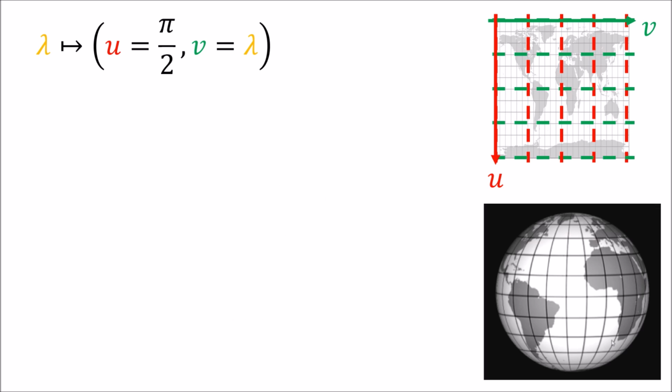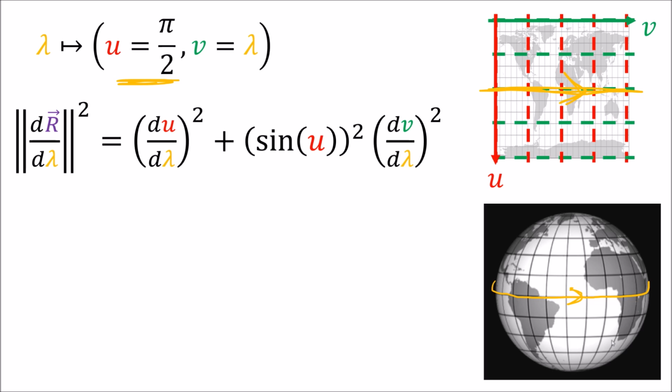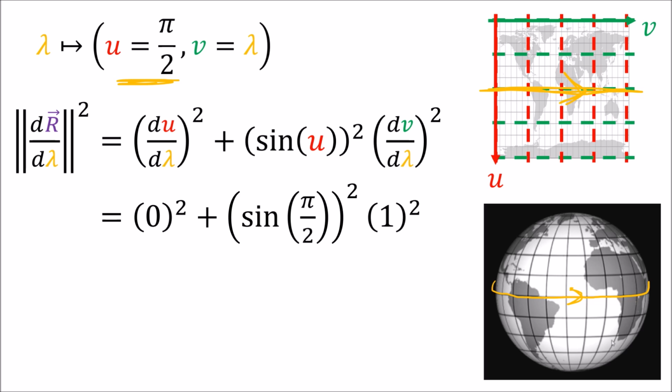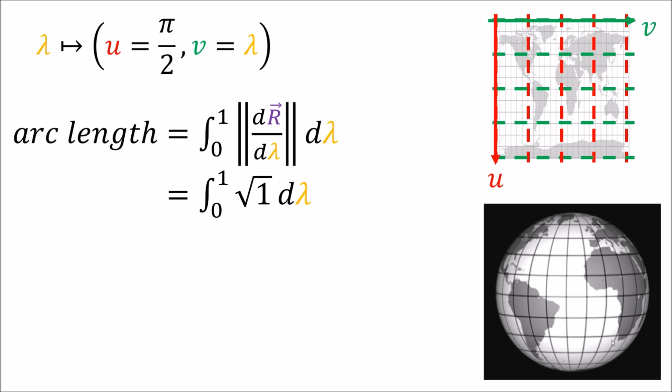Now we can try going through that exact same exercise again, but for u equals pi over 2. So that would correspond to this path here in the UV plane, and this line of latitude here on the globe at the equator. So we can go and plug all these values in again, and now sine of pi over 2 is just 1, and 1 squared is just 1. And churning through this integral for 1 unit of lambda, we get a length of 1, which is longer than what we got before, where we got the square root of 1/2.